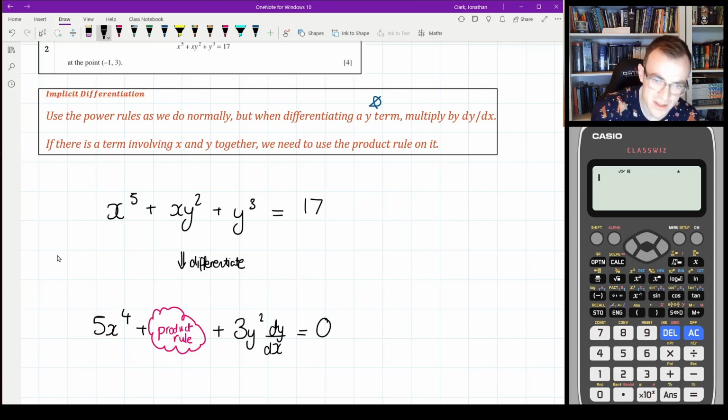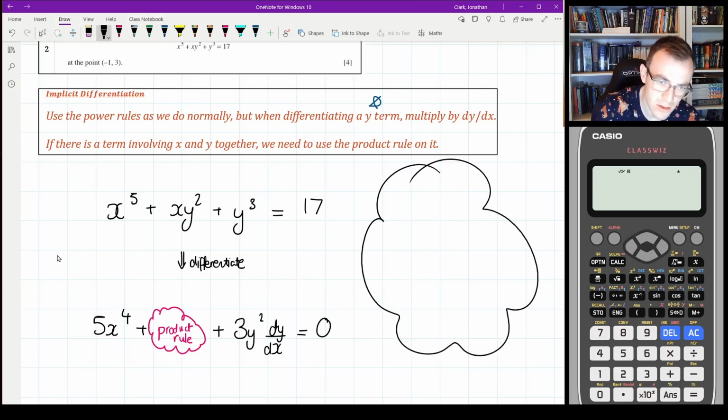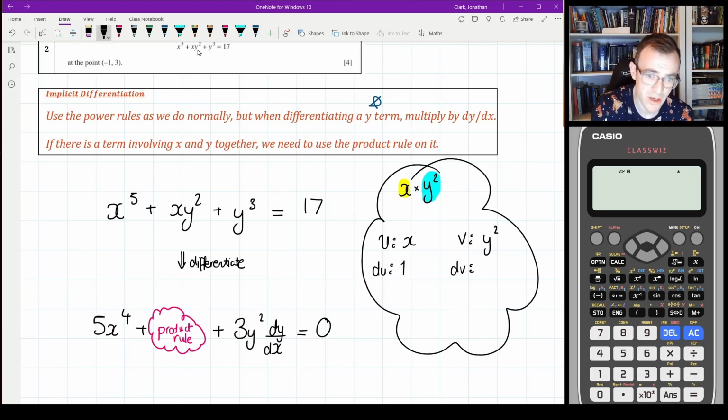Let's deal with the product rule part separately. So this is xy squared. In other words, x times by y squared. That's one part of the product, and then this is the other part of the product here. So let's set it up. Product rule states one term is called u, one term is called v. Differentiating them both individually, differentiating x works out as 1. Differentiating y squared differentiates as 2y dy dx. Product rule says I should multiply like so: u times dv, v times du.